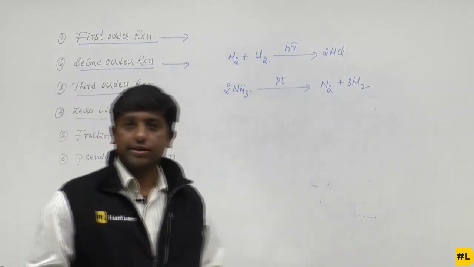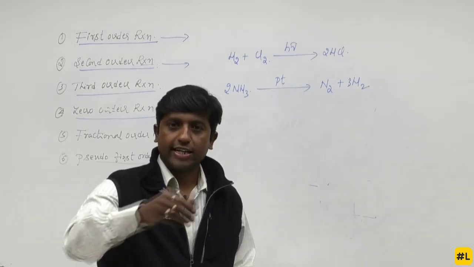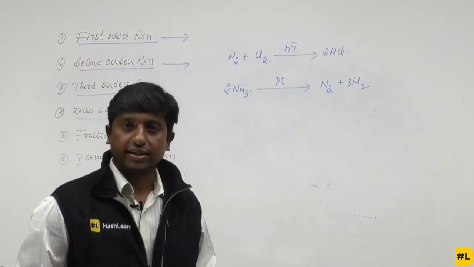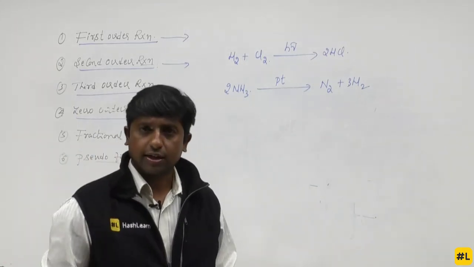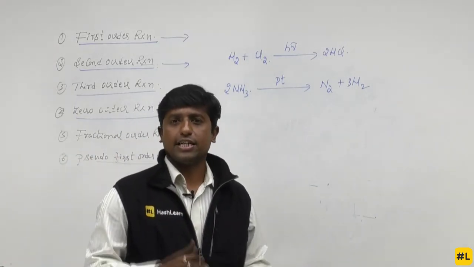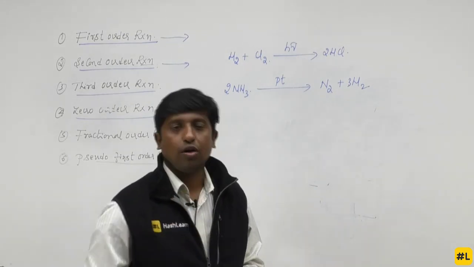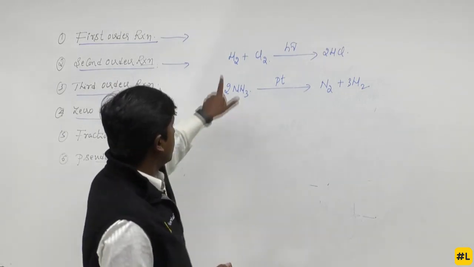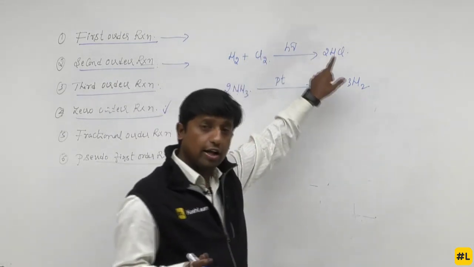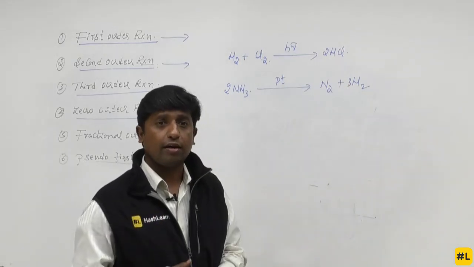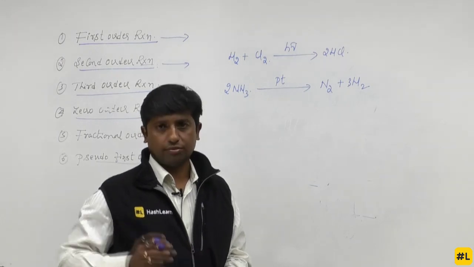Let me define what a zero order reaction is. A zero order reaction is one in which the rate does not depend on the concentration of the reactant. You increase the concentration of the reactant by however many times you want, the rate does not increase. There is no change in the rate of reaction. Such reactions we call zero order reactions. Here, the reaction between hydrogen and chlorine to give hydrogen chloride also takes place in the dark, in the absence of sunlight. But the reaction is very slow.